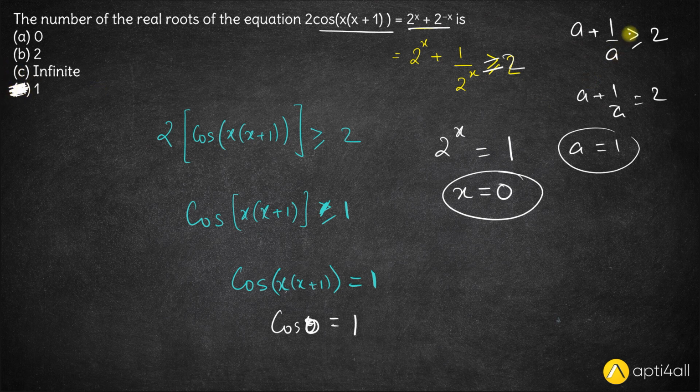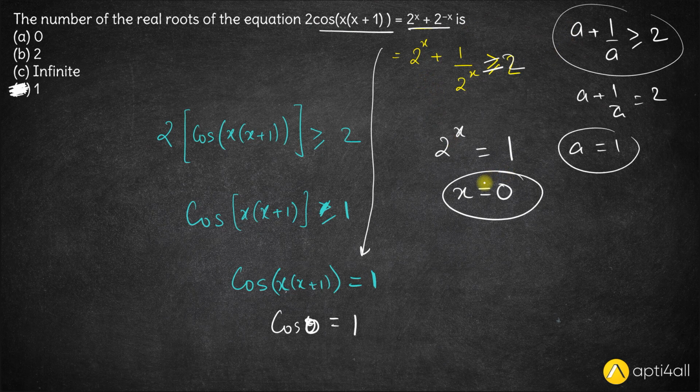We get the real root from this condition. First we figure out that this will be true only when we have equality in the AM greater than or equal to GM rule, and equality occurs when a is equal to 1. Hence when a is equal to 1, we figure out that x is equal to 0, and this is the only possible value of x. Hence the number of real roots is 1.